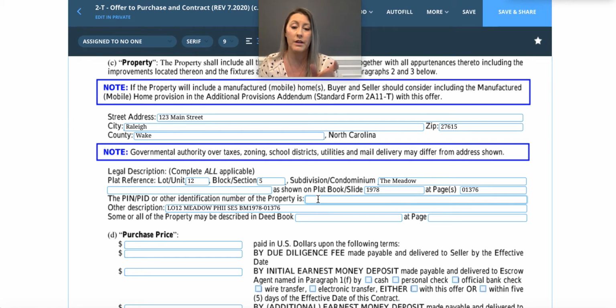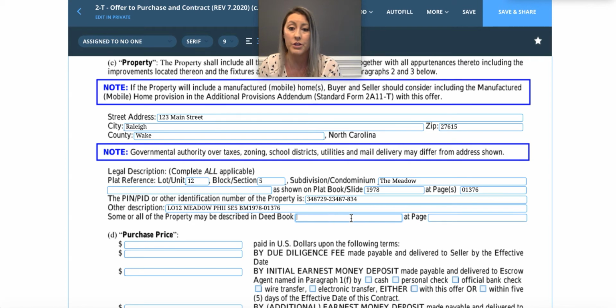The PIN or other identification number is a really long number, and I couldn't tell you how many numbers are in it, and it's broken up with some spaces. Again, it can be found on the Wake County GIS site or any GIS site, and I recommend you put this in there because that's just another layer of protection saying, yes, this is the house that we want to purchase.